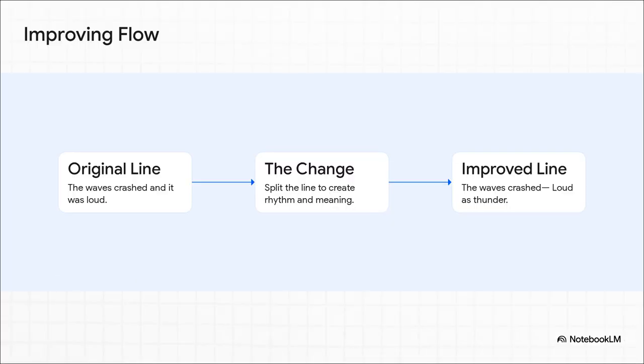Okay, next. The lesson pulls out another tool, the line break. You take a clunky sentence like, "the waves crashed and it was loud," and you totally transform it. It becomes, "the waves crashed," and then, bam, loud as thunder. That little change in the structure completely alters the rhythm and the power. It's all about making the reader pause and really absorb that feeling.